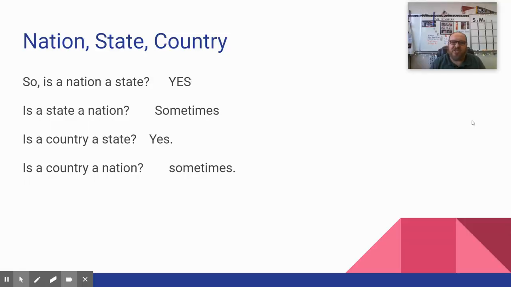Okay, so is a nation a state? Yes, it can be. Is a state a nation? Sometimes. Is a country a state? Yes, all the time. And is a country a nation? It can be. It can be a nation of countries or a country of nations, something like that. That's even more confusing. We'll move on.